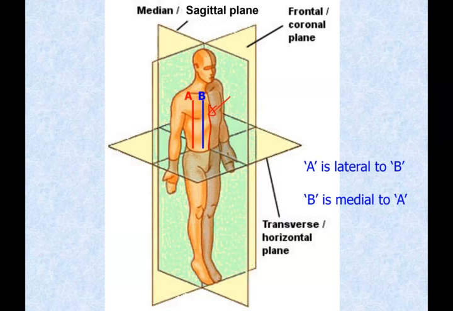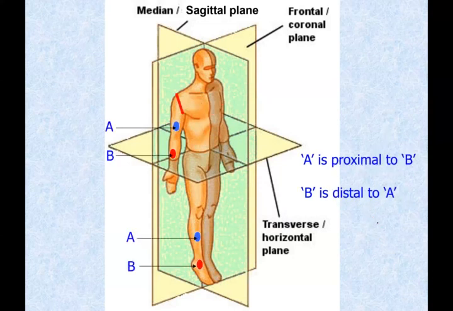And similarly, since line A is further away from the midline compared to line B, we can say line A is lateral to line B. Line A is lateral to line B. Line B is medial to line A. So the basis behind this terminology is that whatever is closer to the midline is called medial, and whatever is further away from the midline is called lateral.